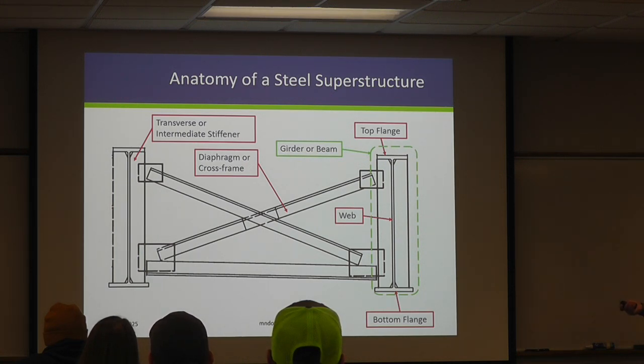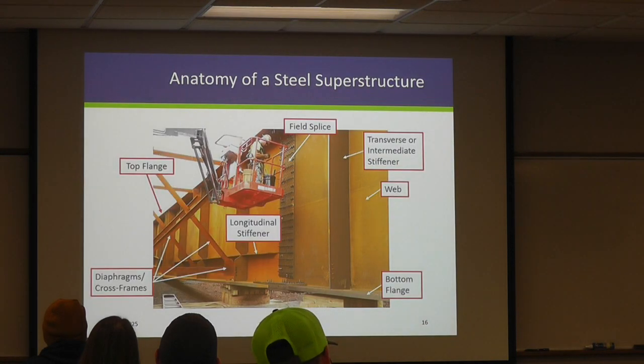Generally, we think of cross frames in this X or K configuration. Diaphragm tends to be a solid plate that goes between the two. These cross frames or diaphragms are connected to the girders using a transverse or intermediate stiffener. Those stiffeners are welded directly to the girders, where the cross frames or diaphragms in Minnesota are almost always bolted to them.